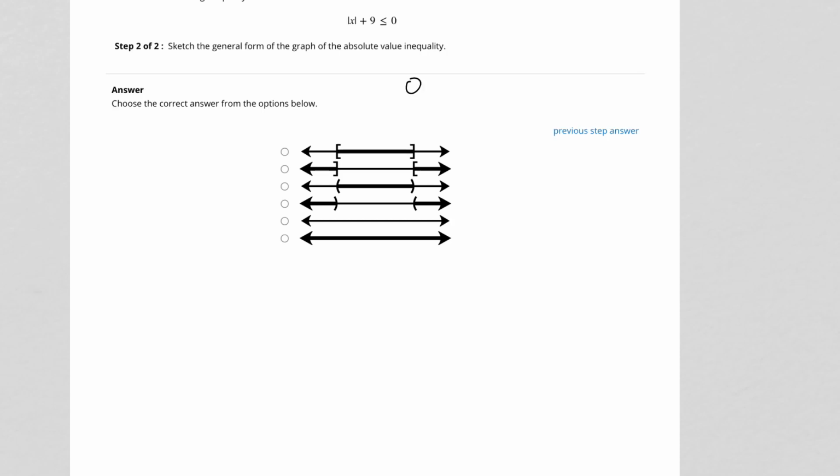So we have no solution, and then here are our choices. They want you to sketch the graph, and this is the one that we want. There's no shading on that one, and that's the no solution set. So it's basically just a number line with no shading.